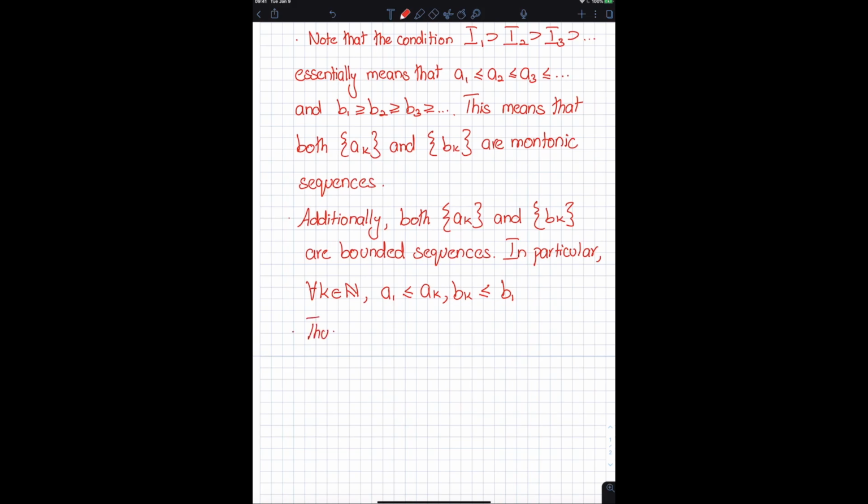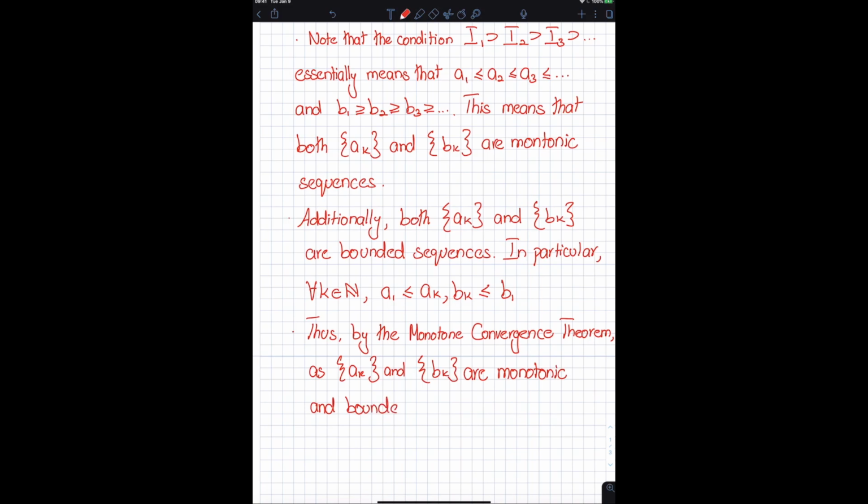Thus, by the monotone convergence theorem, MCT, and this theorem essentially states that if a sequence is monotonic and bounded, then it's convergent. By this monotone convergence theorem, as a_k and b_k are monotonic and bounded, both sequences must converge.